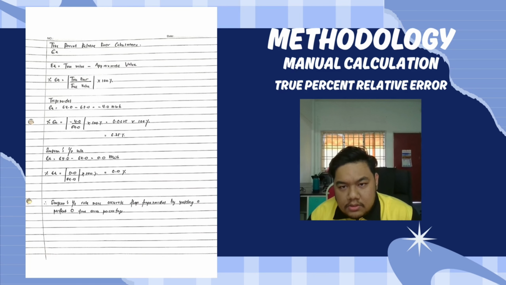For the Simpson 1/3 rule, the true error is 0 megawatt hour, and the percentage is also 0%. So what we can conclude is the Simpson 1/3 rule is more accurate than trapezoidal, yielding a perfect zero true error percentage.